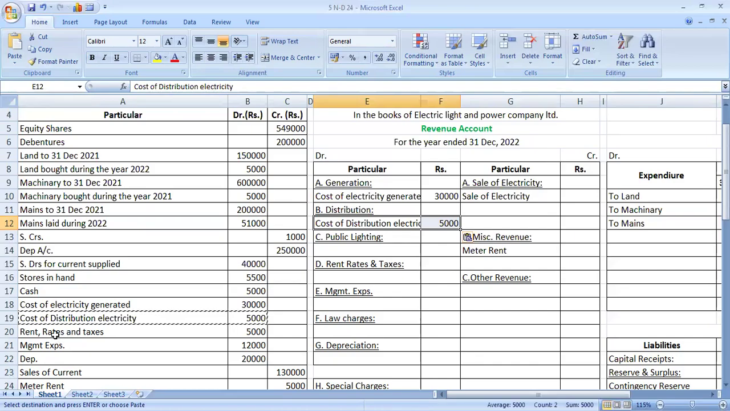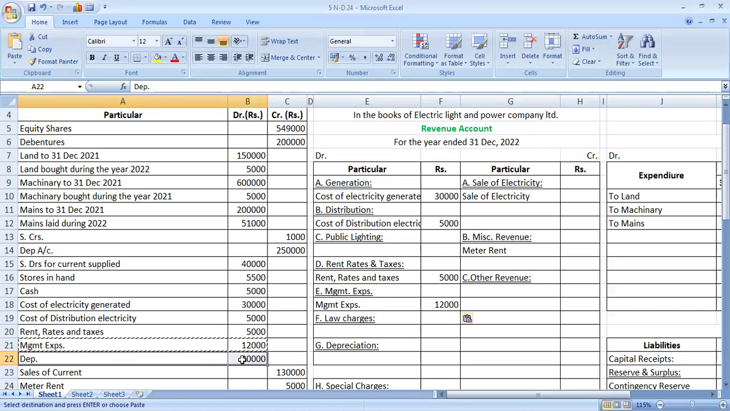Next, rent rate and taxes, rupees 5,000. This item goes to the revenue account debit side under the heading of rent rate and taxes. Management expenses, rupees 12,000. This item goes to the revenue account debit side under the heading of management expenses, 12,000.